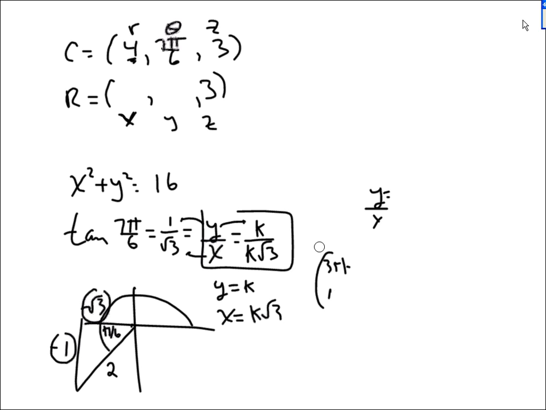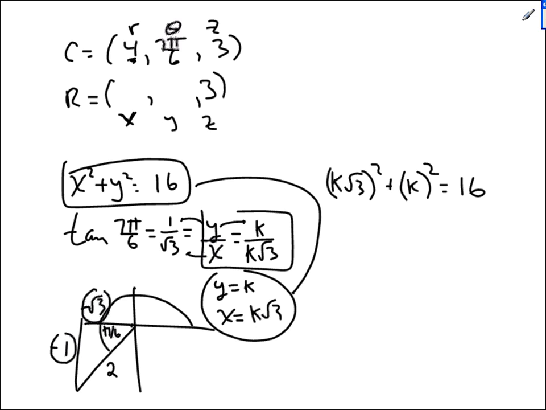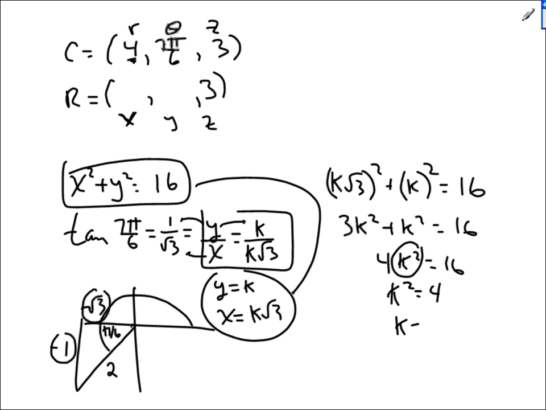Okay, with this information, and x squared plus y squared equals 16, with this and this, I can now answer it. I know that x squared plus y squared equals 16. So 3k squared plus k squared is 16. That is 4k squared is 16. 4 times 4 is 16. So k squared must be 4. So k is, and here we go again, plus or minus 2.